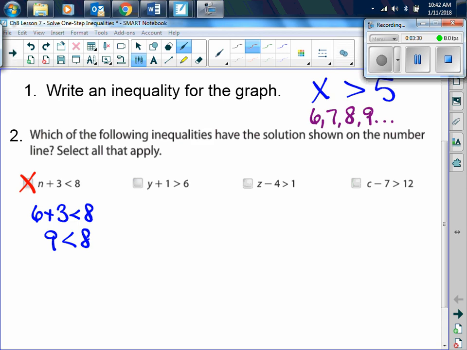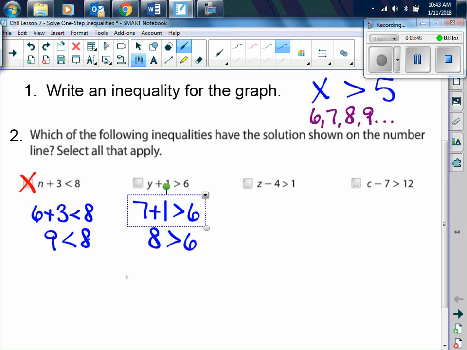Alright, so let's choose 7. We choose 7 now? Alright, you choose whatever you want, right? You could even choose 6 again. Okay? So here, 7 plus 1 is greater than 6. So 7 plus 1 is? 8 is greater than 6. Is that true? Yes. So this is a solution. Alright, so let's choose 8. So we've got 8 minus 4 is greater than 1. So 4 is greater than 1. Does it have the same solution? Yes. That is a true statement.